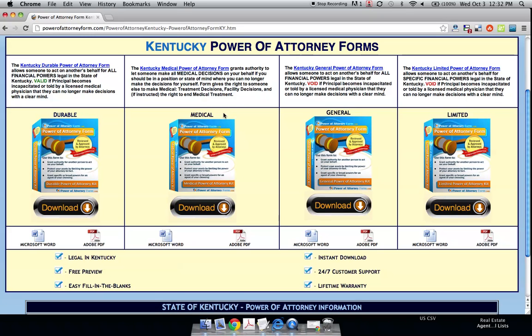Another helpful tip: if you did sign a medical power of attorney form, I would definitely give a copy to my primary care physician, just so that if anything should happen to me, my doctor knows exactly who to talk to as far as handling my condition. So that's it. These are the four Kentucky power of attorney forms.